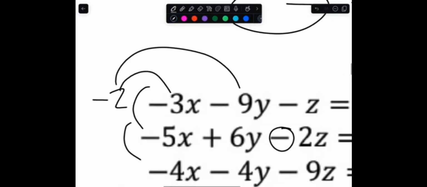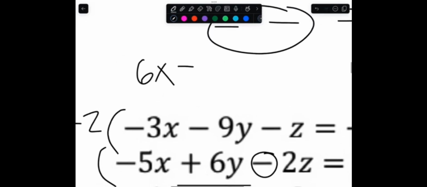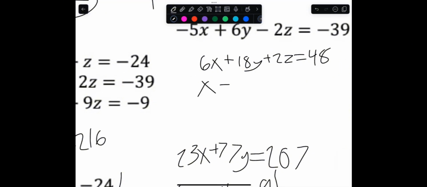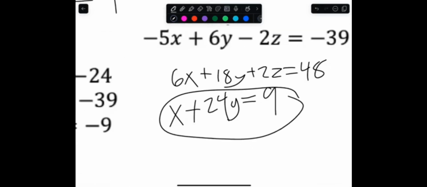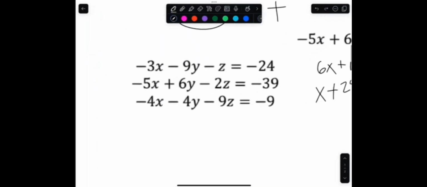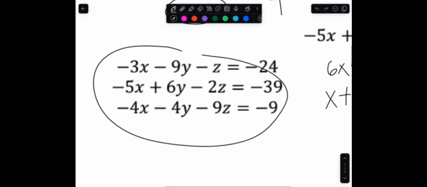Now, once you have that, you're going to want to do the rainbow method and multiply negative 2 by every number in the equation. Then you'll take this new equation and combine it with the old equation, which would be negative 5x plus 6y negative 2z. Now we end up with x plus 24y equals 9, and we'll use that equation later, but for right now, let's just save it to the side.